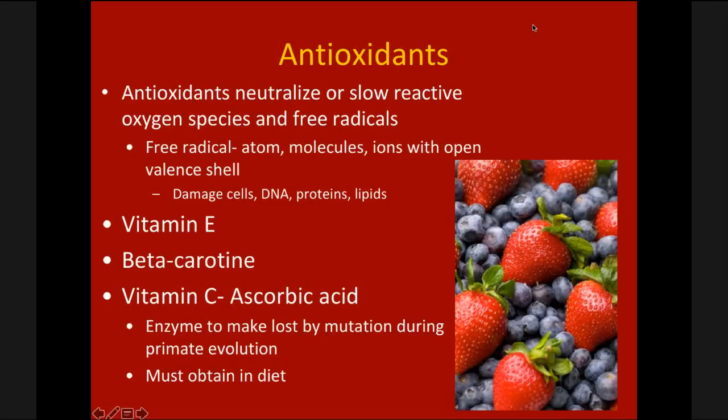Some point along the primate lineage, we used to be able to make our own antioxidants in our body. We had an enzyme that helped us to produce them. There was a mutation, and that enzyme no longer functioned. So in the primate lineage, we are no longer able to synthesize our own antioxidants, so we have to consume them in our diet. And a well-balanced diet is going to get you sufficient antioxidants to deal with free radicals in your body.